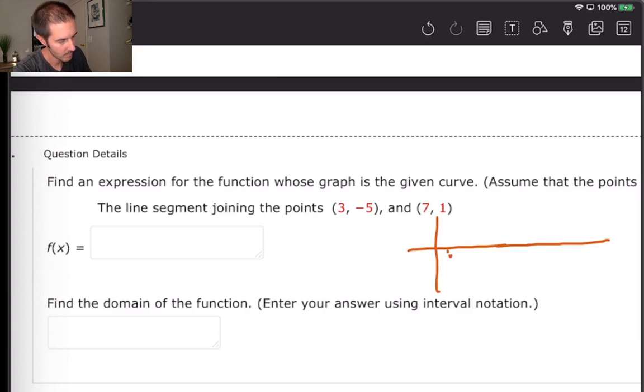Over 1, 2, 3, 4, 5, 6, 7. Over 3, down 5. Over, that's not 3. 1, 2, 3, down 5. Over 7, up 1. Okay, so this is negative 5, and this is positive 1. See how bad that is? With a digital pen, it's even worse. With a pencil, my handwriting actually improves, although there's not much farther down I could go, I suppose. There's a line segment that joins these 2 points. Okay, super.